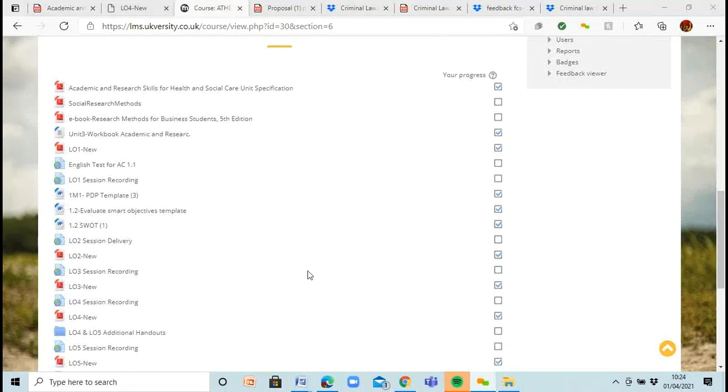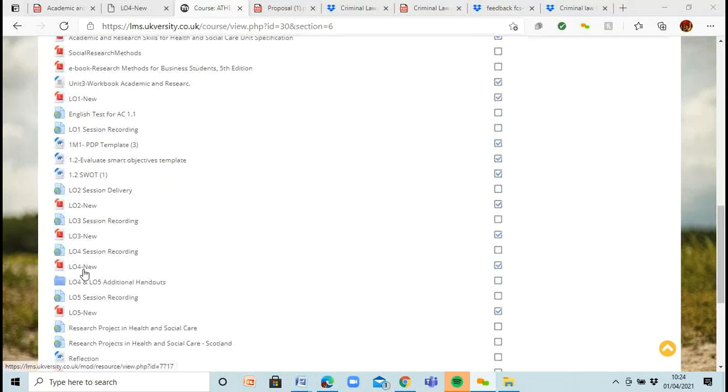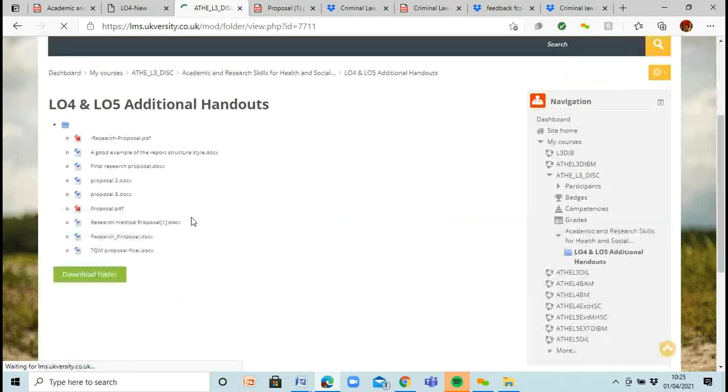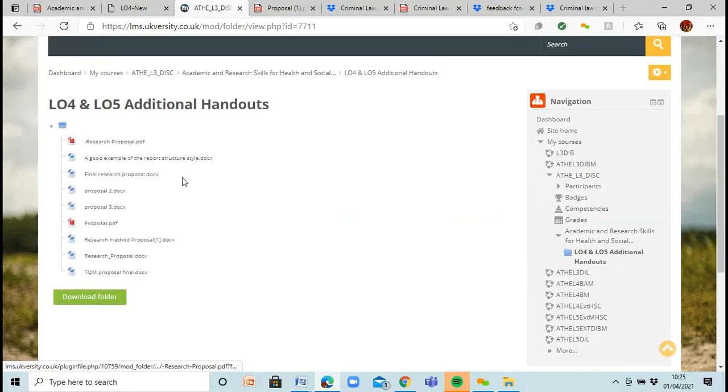Now, under the academic research skills unit, scroll down to where it says Learning Outcome 4. This is the PowerPoint that we're using. Then just click on the LO4 and LO5 additional handouts. This comes up with a folder that has a load of different research projects in it. Some are related to businesses, some are related to various topics. We've got one that's about Emirates. So this is where I'm getting this information from, and you've got access to all of these proposals for you to look at.